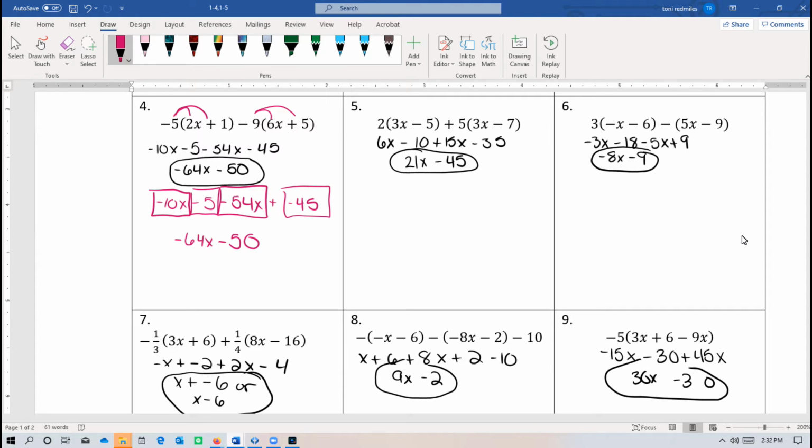If you had put -64x plus -50, that would not be technically wrong, but you're more right if you were to reduce it. I'm not going to say either one's wrong, though.